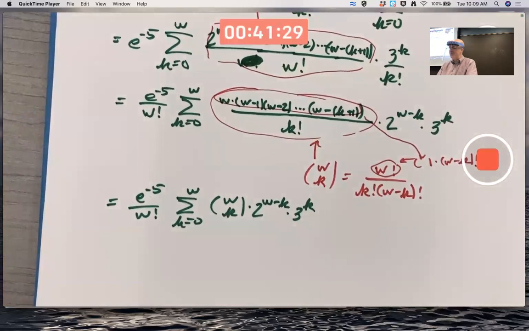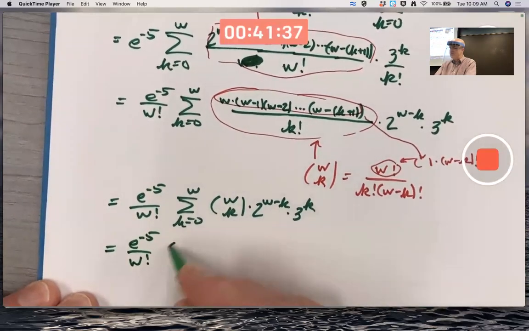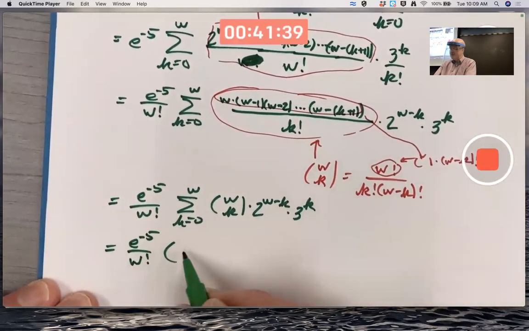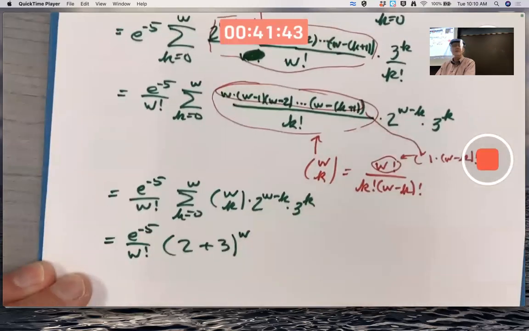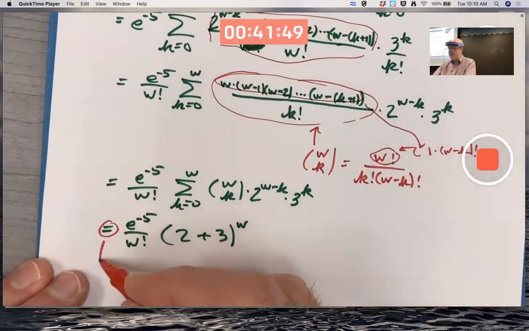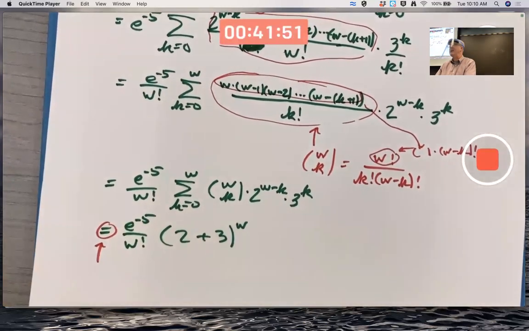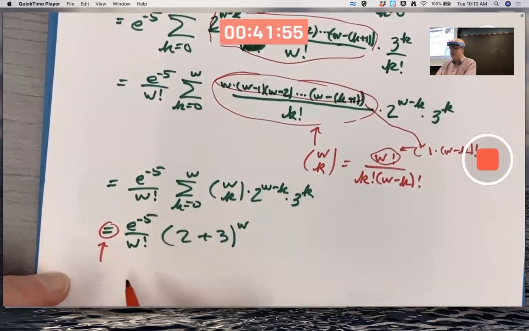The binomial theorem allows us to simplify that summation greatly to 2 plus 3 to the W power. That's the binomial theorem. Usually, 2 and 3 are letters like A and B or something, or P and Q. But here they're actual numbers.